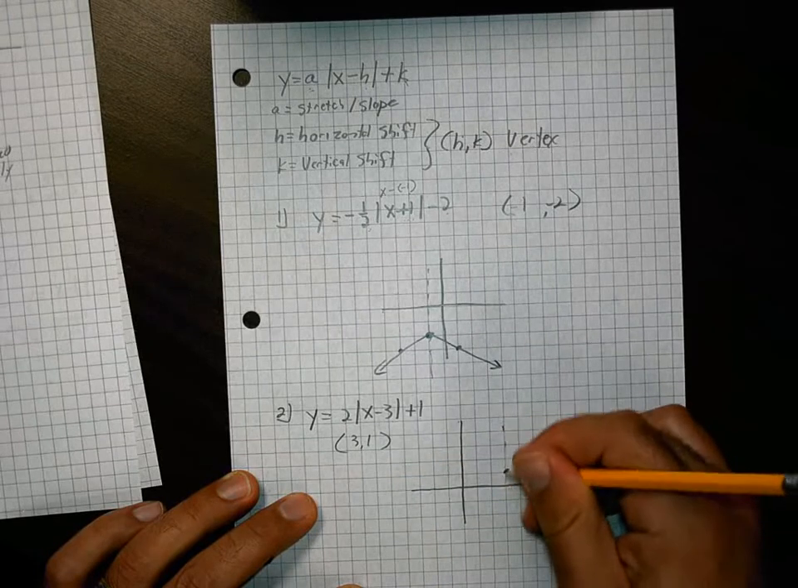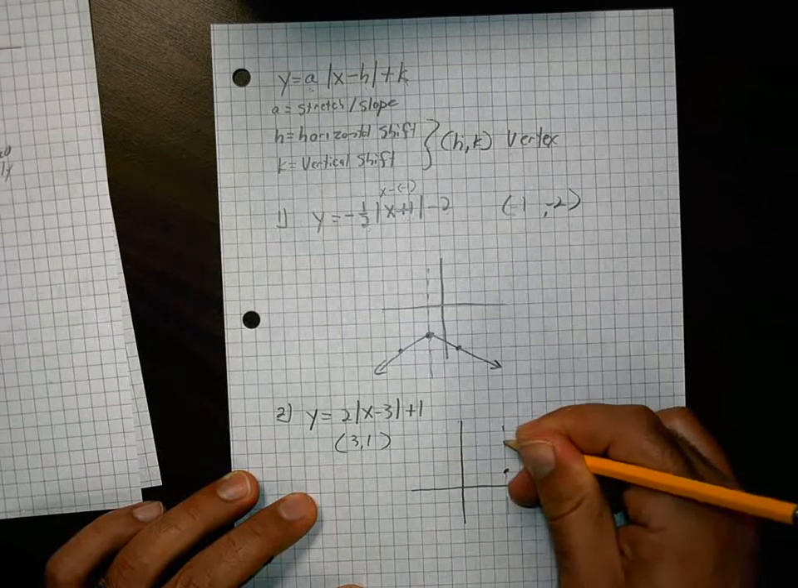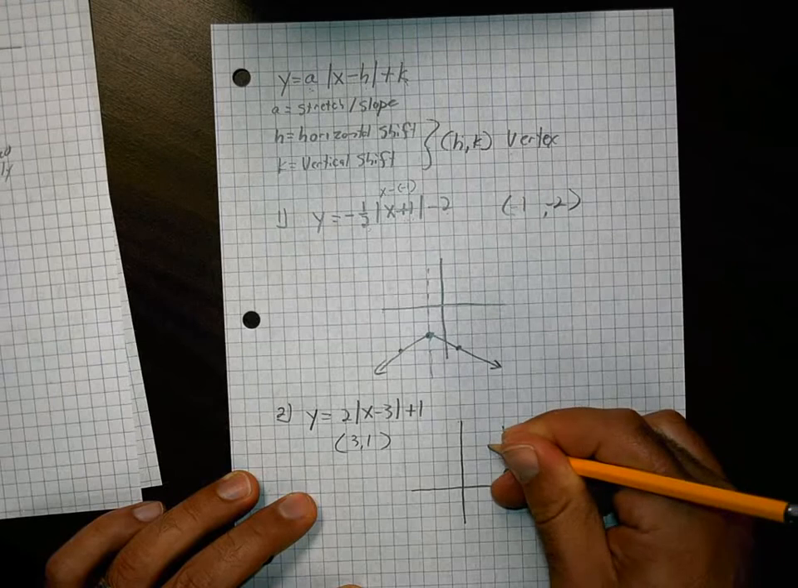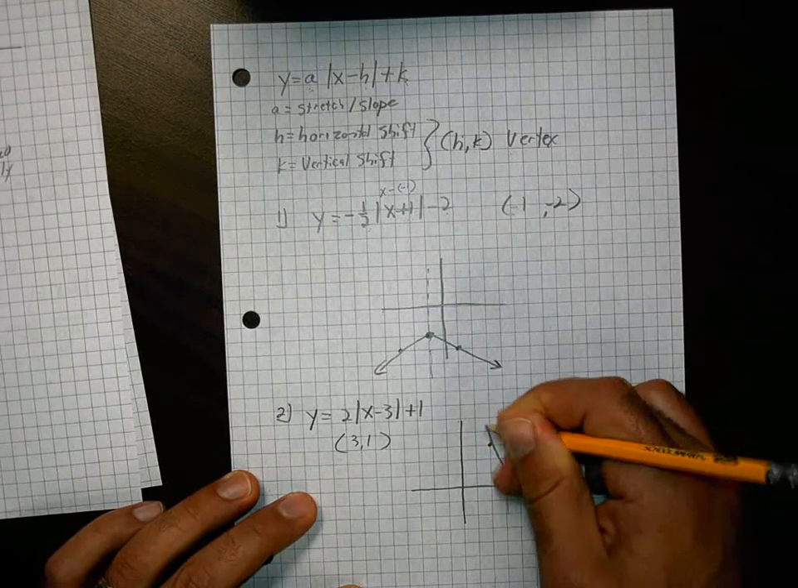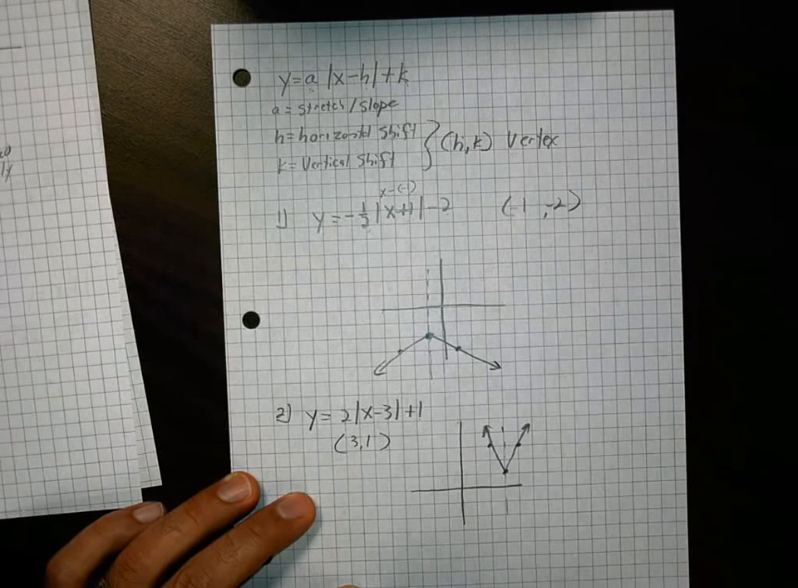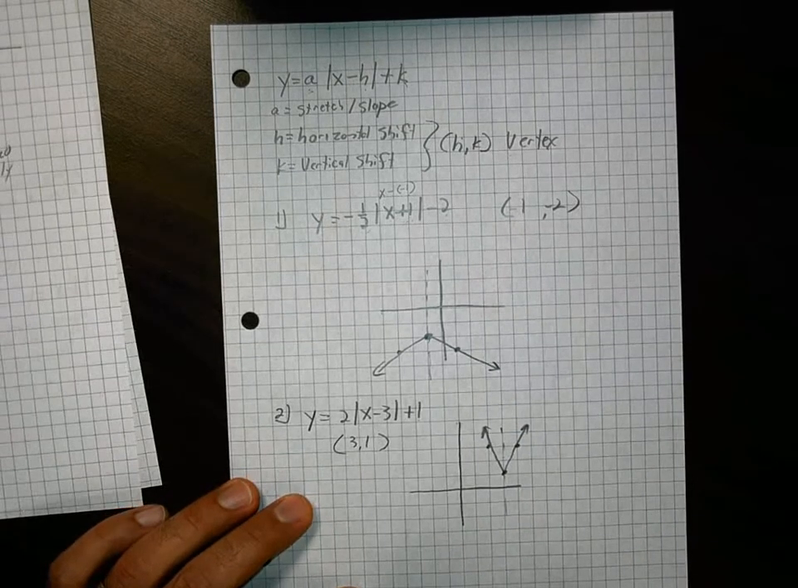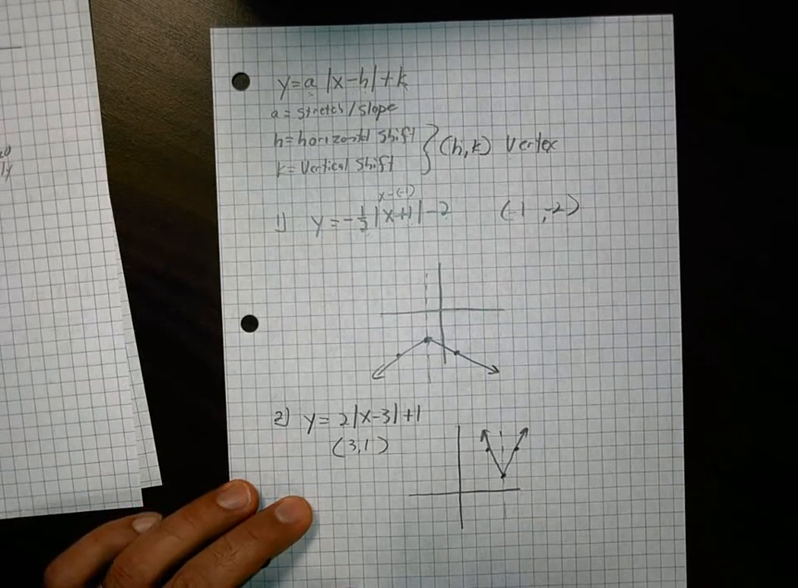Okay, this is my line of symmetry. Slope is 2, so up 2 over 1. Flip that over to the other side. You got it. So that's how we're going to graph these absolute value functions.